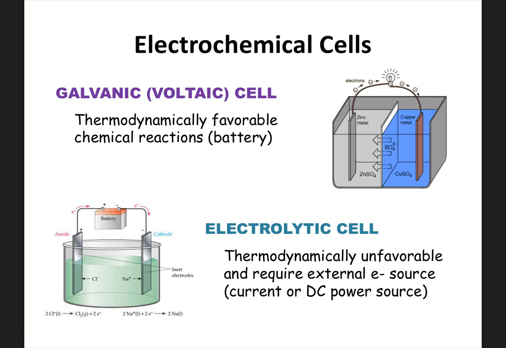Because it is thermo-unfavored, you need some form of external power source, some form of external current, to make this reaction happen. So that's the big difference between these two electrochemical cells. A galvanic or voltaic cell is thermo-favored and will generate electricity, but an electrolytic cell is thermo-unfavored and you will need electricity to make it go. There are other differences between these two, but for now, this is the main difference. And like I said, we're going to focus on voltaic cells in this specific video.